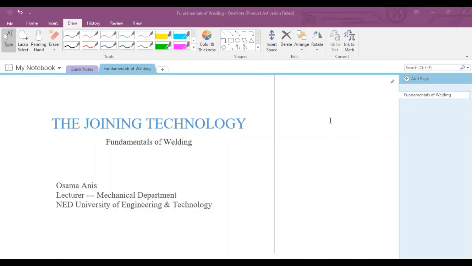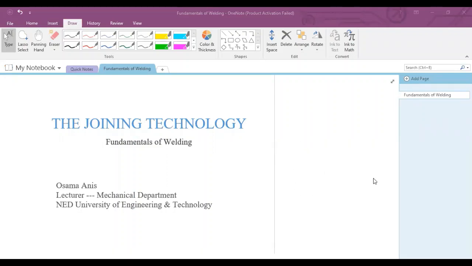I'm the new lecturer of the Mechanical Engineering Department at NED University Karachi. I will teach you CLO3 of Manufacturing Process 1. And in CLO3, I will teach you regarding joining technology. In joining technology, there is one topic which I am going to explain today. This is the fundamentals of welding.